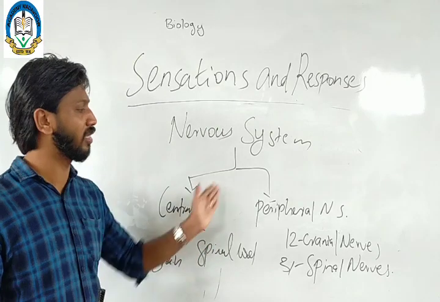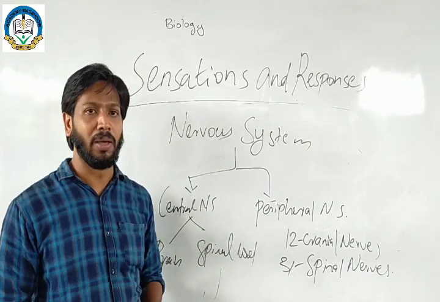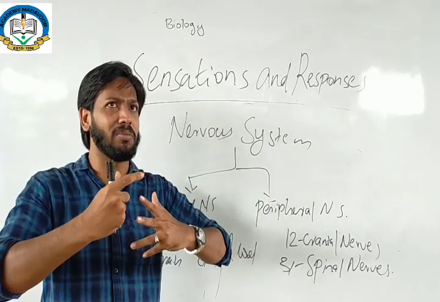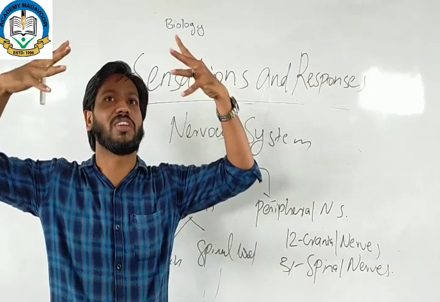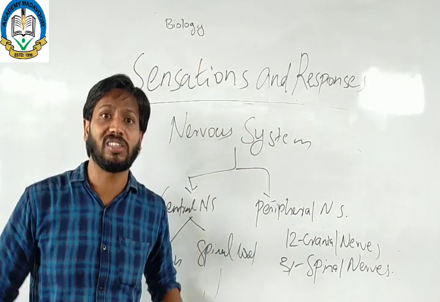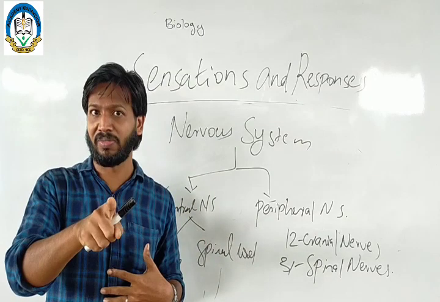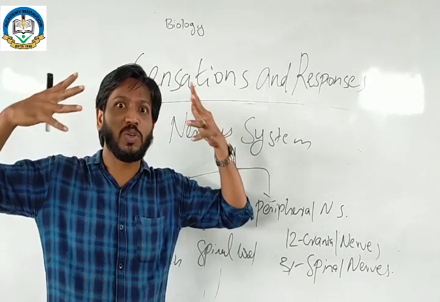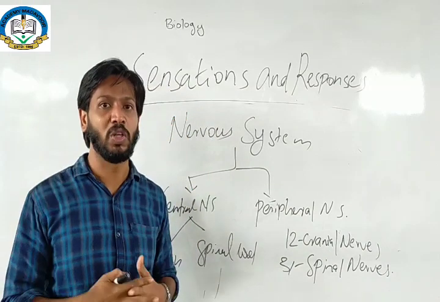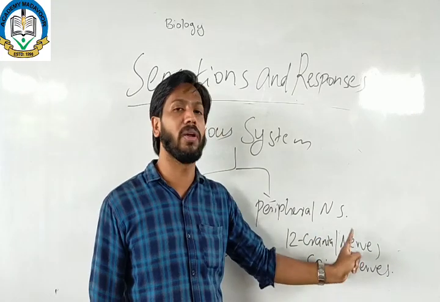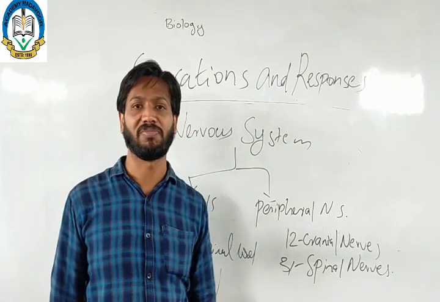Whereas the peripheral nervous system is connected to the central nervous system. Our body parts are connected to the central nervous system through 12 pairs of cranial nerves and 31 pairs of spinal nerves.